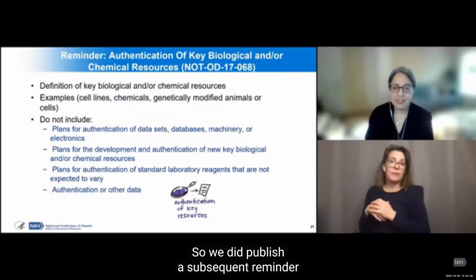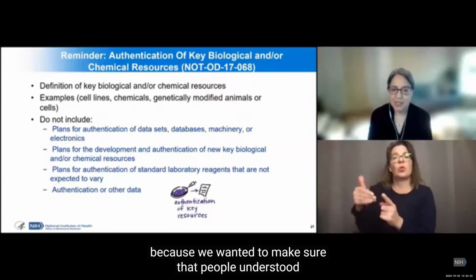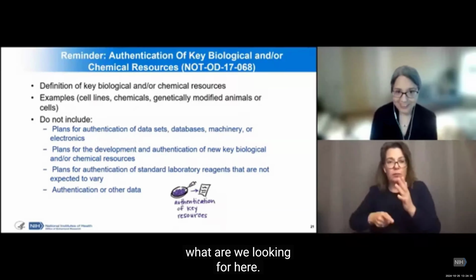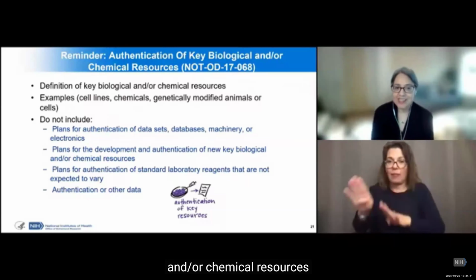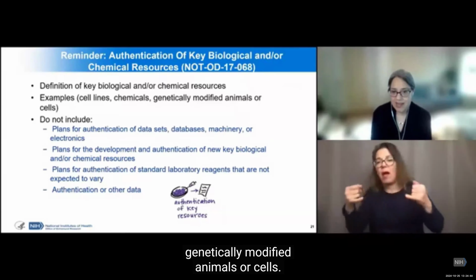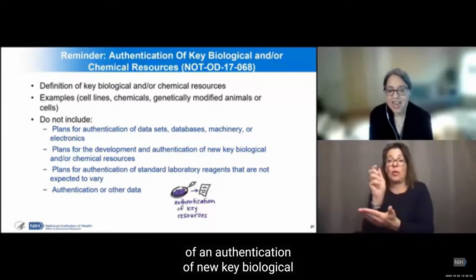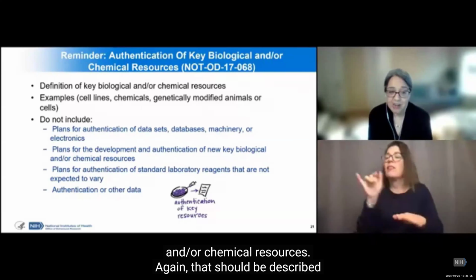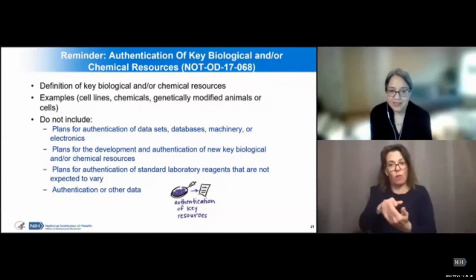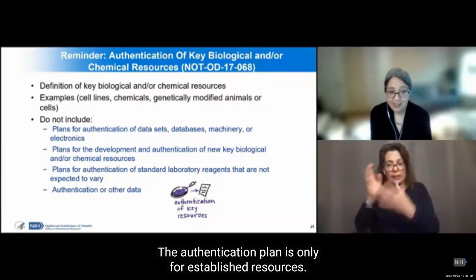Okay, so we did publish a subsequent reminder because we wanted to make sure that people understood what to do. So again, we further defined, repeated our definition of key biological and or chemical resources and provided examples like cell lines, chemicals, genetically modified animals or cells. And specifically in the authentication plan, we said do not include any plans for authentication of data sets, databases, machinery, or electronics. This is only for biological and or chemical resources. Do not include plans for the development and authentication of new key biological and or chemical resources. Again, that should be described in the application itself under approach. The authentication plan is only for established resources.